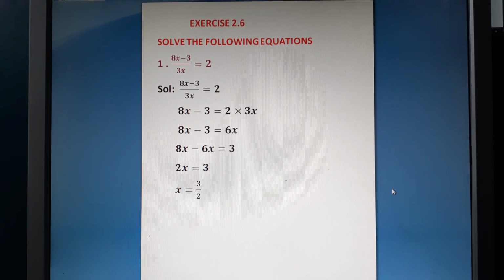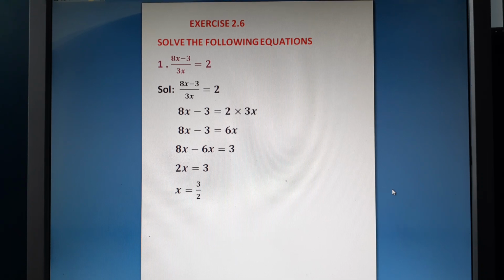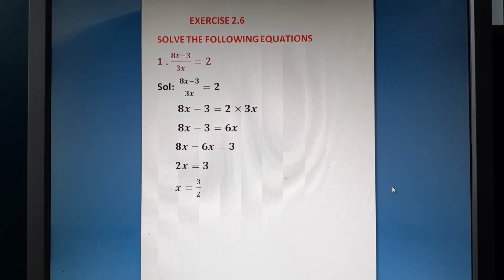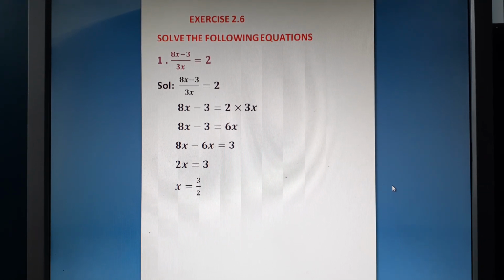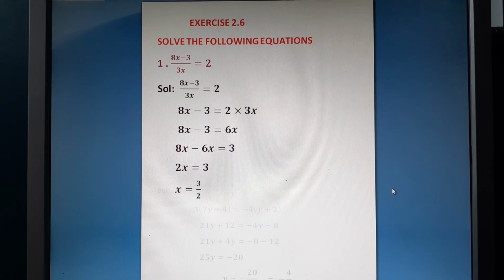8x minus 3 is equal to 6x. Take right hand side 6x to left hand side. Now we get 8x minus 6x is equal to 3. Left hand side minus 3 comes to right hand side. It changes into plus 3. 8x minus 6x is 2x. That is equal to 3. Now x is equal to 3 divided by 2.